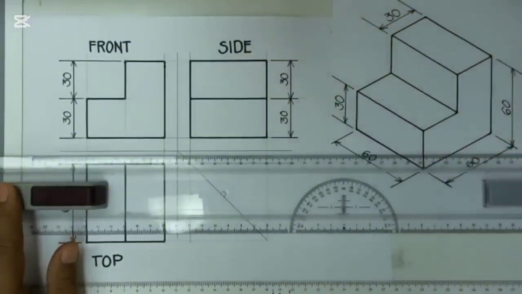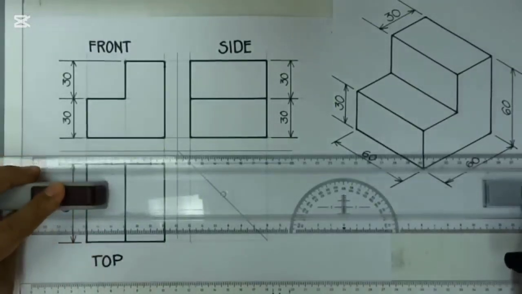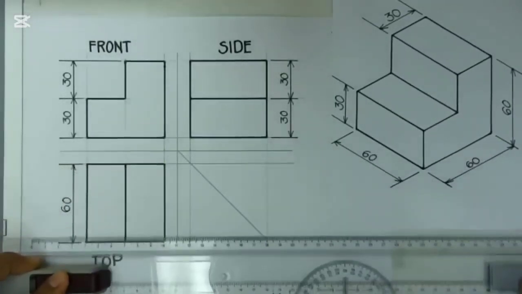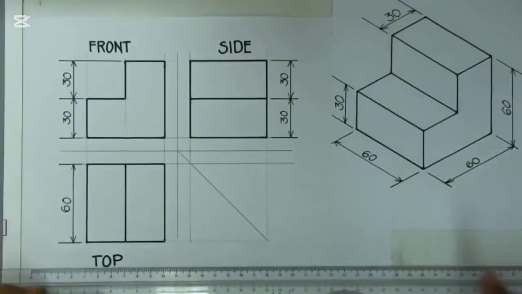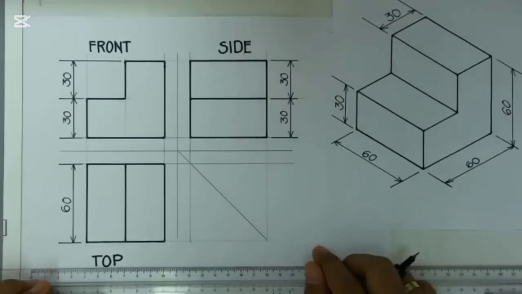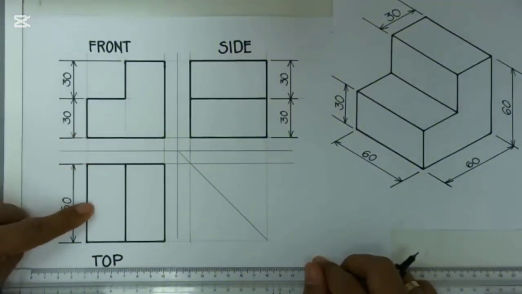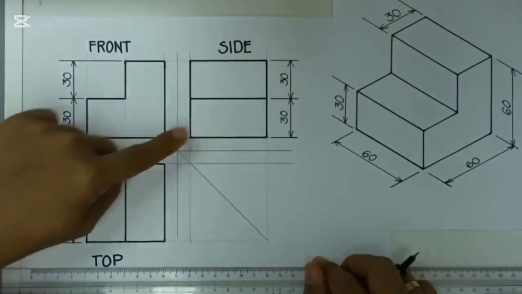We will have a separate topic or lesson for putting the dimensions. But for now, we will focus more on the orthographic drawing and isometric drawing. There you have it, our three main views or our orthographic drawing: the front view, the top view, and the side view.